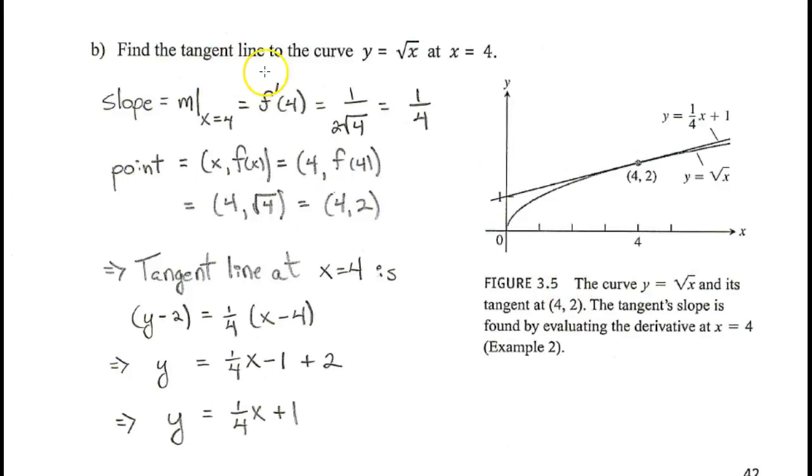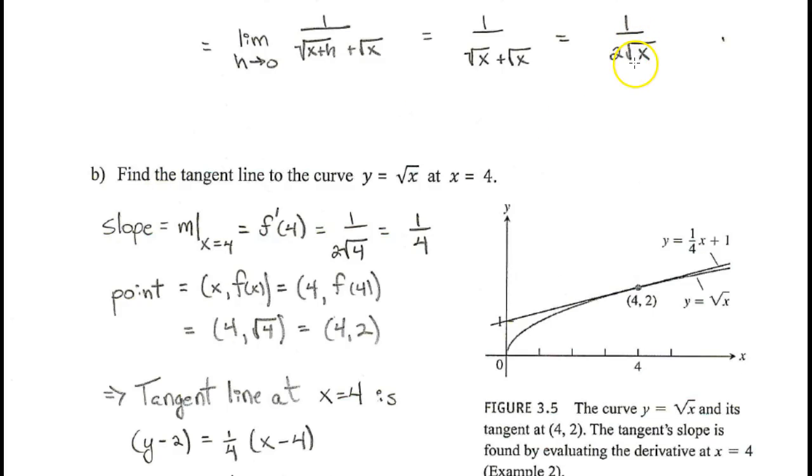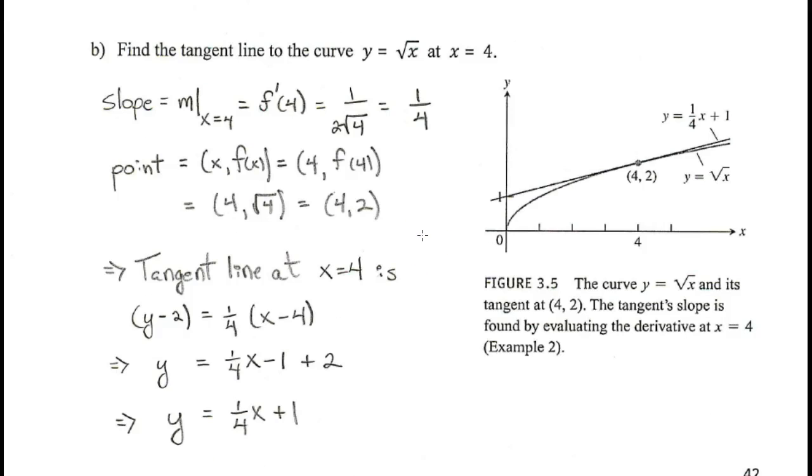So what's the tangent line to the curve of y equals square root of x at x equals 4? So first we need the slope. The slope, which we call m all the time, at x equals 4, we want f prime of 4. Here was f prime of x, 1 over 2 square root of x. So we plug in x of 4. 1 over 2 times square root of 4 simplifies to 1/4. The point we're looking at, the x naught, y naught, is x, f of x. So it's 4, f of 4, which is 4, 2 after simplification.